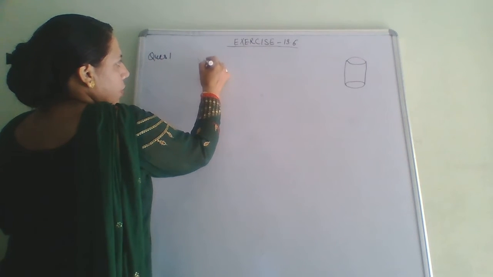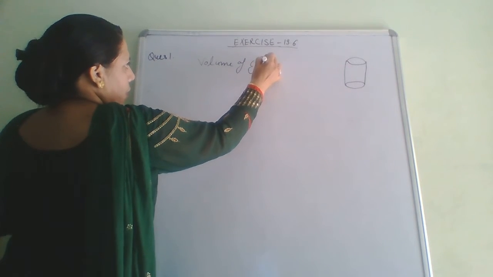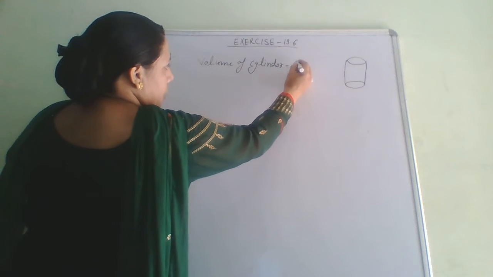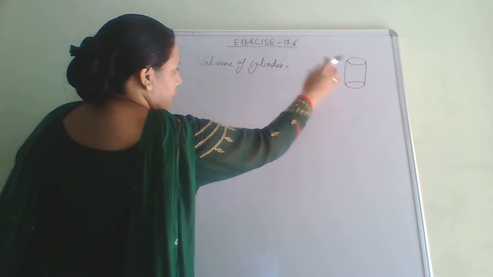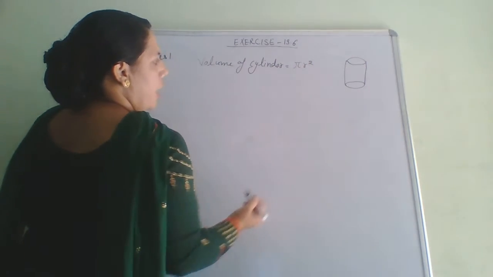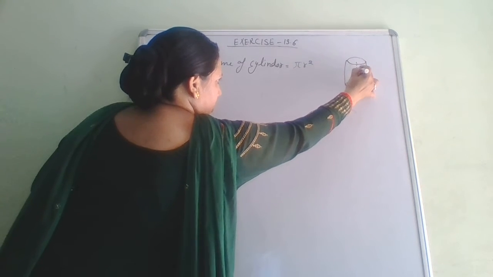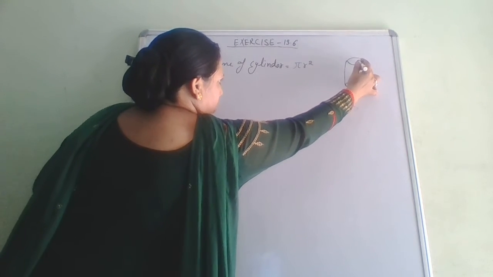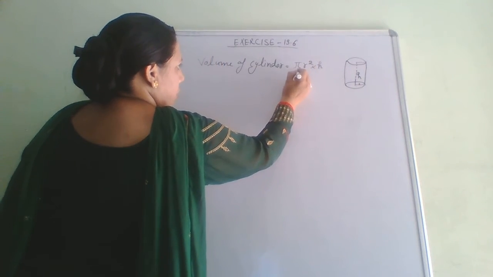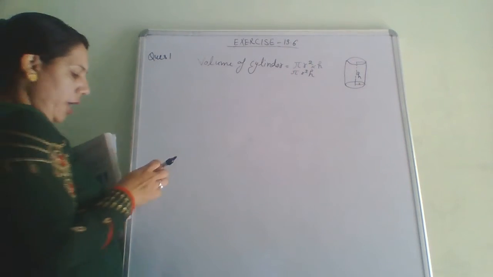So volume of cylinder equals, you know very well, the formula for finding the volume is base area, and what is in the base of this cylinder? That is a circle, and its area is pi r square. This is r and this is h. So we will multiply it with height, that is h. So its formula will be pi r square h.